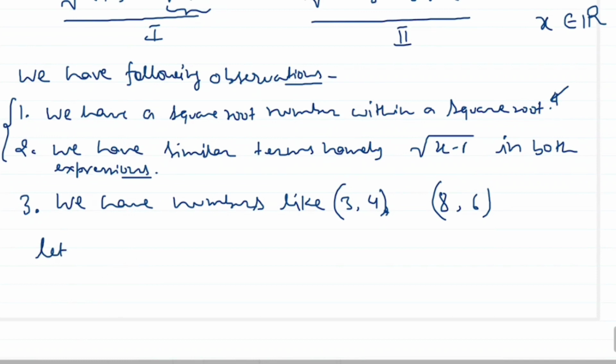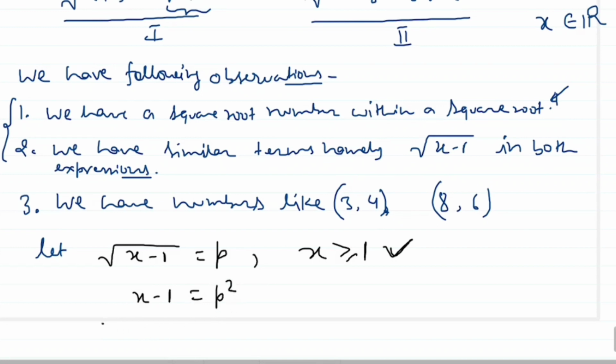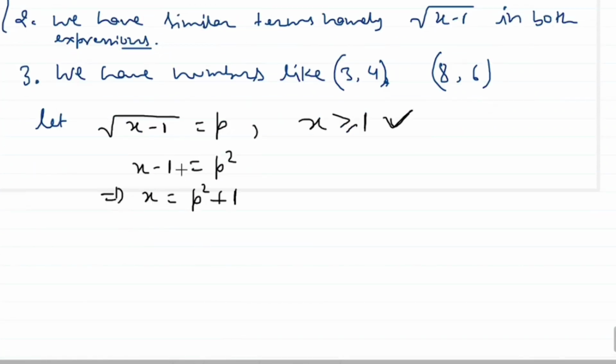I'm assuming here, let square root of x minus 1 is equal to some number p. Please notice that p exists only if x is greater than or equal to 1. Otherwise, this one will be root over a negative number, and that is not mathematically acceptable in real domain. If I know this, then I can say x minus 1 is equal to just p squared, which implies x is equal to p squared plus 1. Here I have translated x into p squared plus 1.